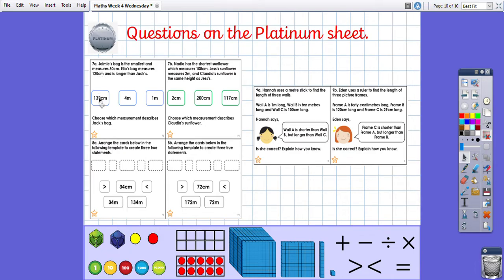So you've got to answer these questions and choose which measurement describes Jack's bag. Okay, and then the same with Claudia's sunflower. You need to arrange the cards below to make 3 true statements, okay, with both of those questions. And then you need to see if Hannah and Eden are correct, okay?